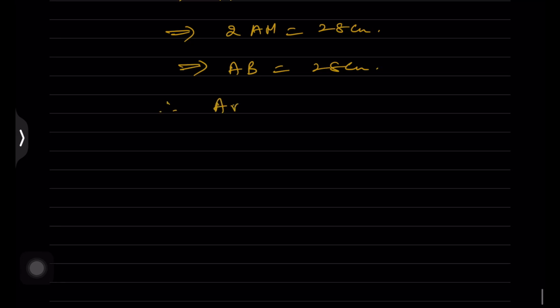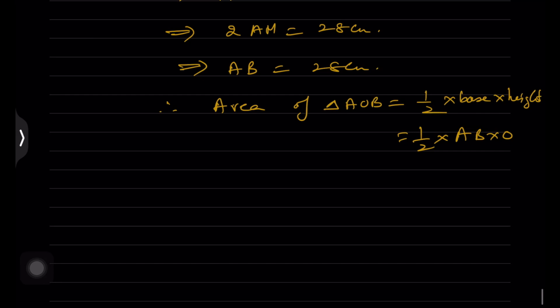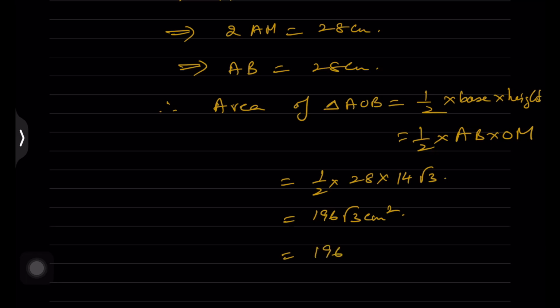Therefore area of triangle AOB is equal to half into base into height, which is equal to half into AB into OM, which is equal to half into 28 into 14 root 3, which is equal to 196 root 3 centimeter square, which is equal to 196 into 1.7 centimeter square, which is equal to 333.2 centimeter square.